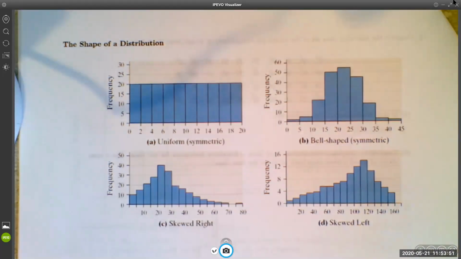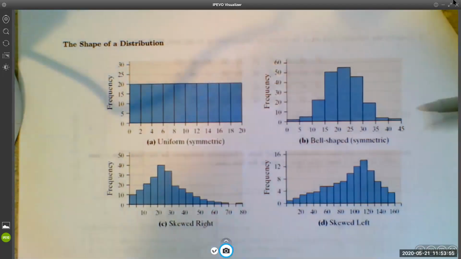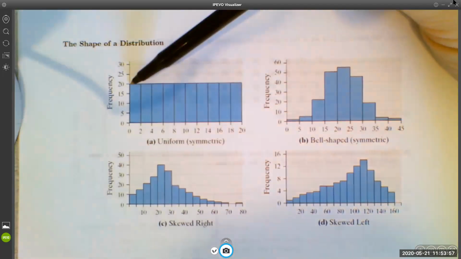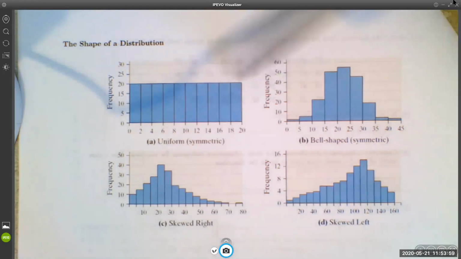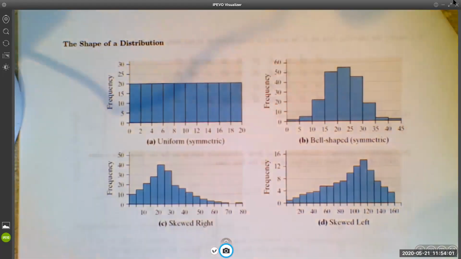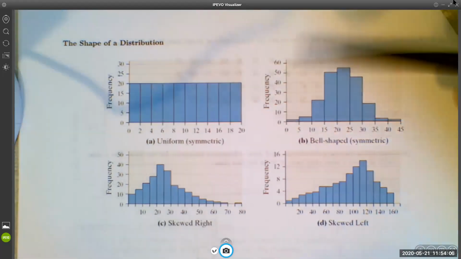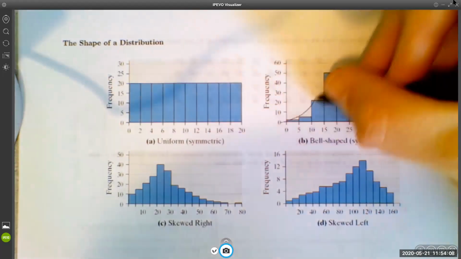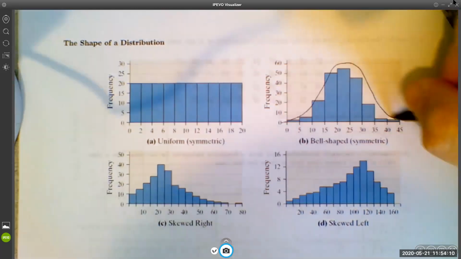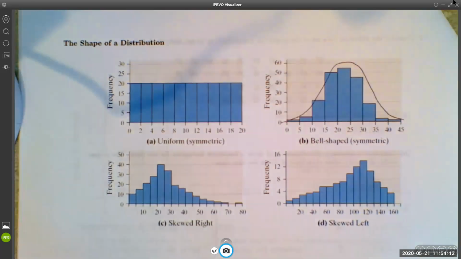There are other kinds of shapes, right? You could have bimodal shapes and all kinds of stuff, but these are the main ones. So a uniform distribution is one with a basically flat line going all the way across. A bell-shaped distribution looks like this, right? It kind of looks like a bell a little bit if you follow the shape of the distribution. These 2 distributions are called skewed distributions.